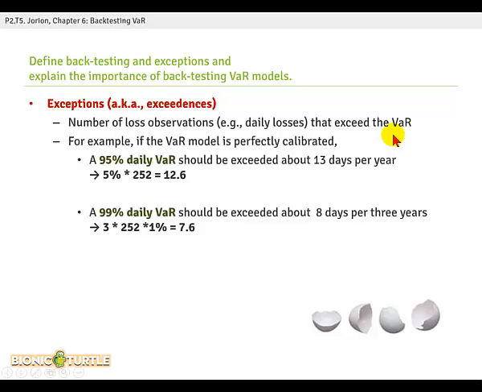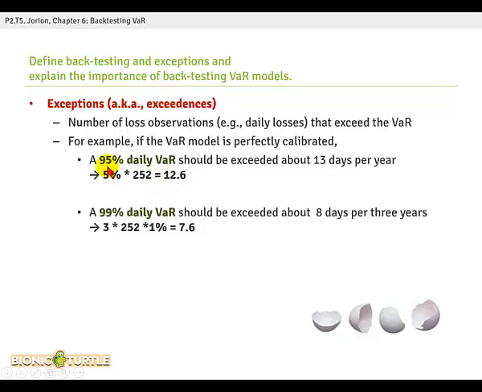Value at risk does tell us that we should expect losses to exceed the value at risk. So we are not going to be surprised by the existence of exceptions. By themselves, they are not necessarily bad things. So if we're looking at daily losses, daily profit and loss, for example, and we imagine a value at risk model that happens to be perfectly calibrated, it's going to be a little bit unrealistic.